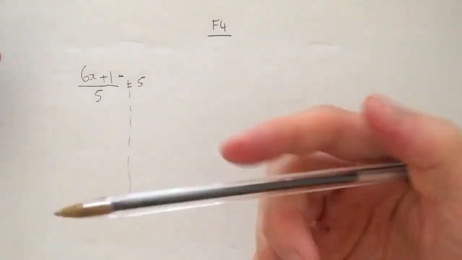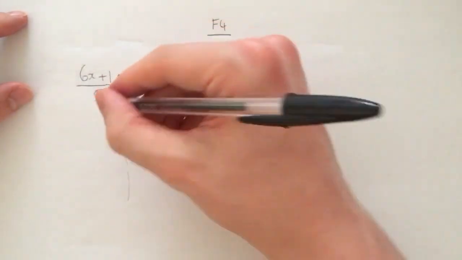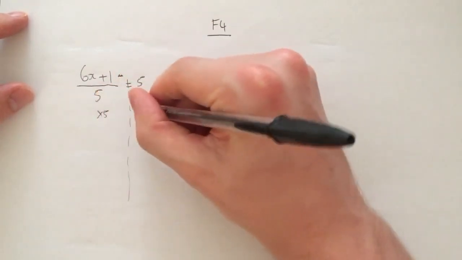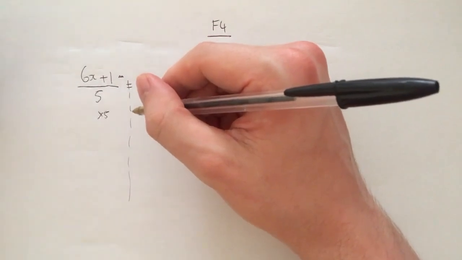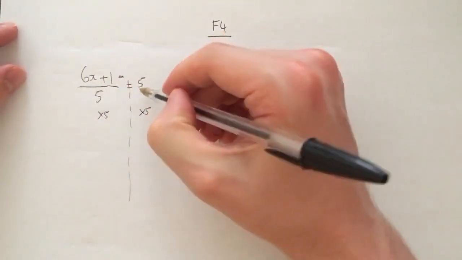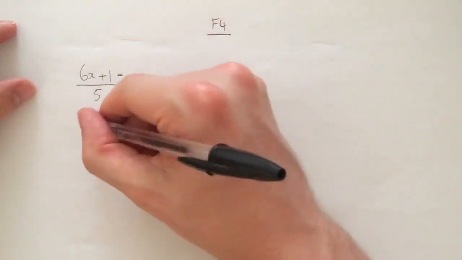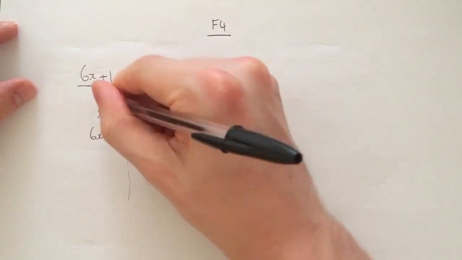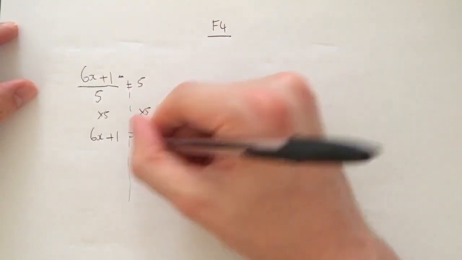So the last operation I did was to divide by 5. So therefore my inverse here is going to be to multiply by 5. Remember, I always do the inverse of my last instruction. 6x plus 1 divided by 5 equals 5. Divide by 5 was last, so I multiply by 5. So 6x plus 1 is going to remain up here. That cancels out. Equals 5 times 5 is 25.